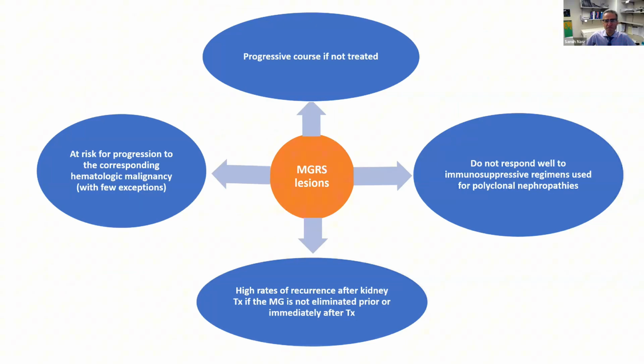So clinically, these MGRS lesions share four characteristics. They have a progressive course if not treated. They usually don't respond to immunosuppressive regimens used for polyclonal nephropathies. They have a high risk of progression to their corresponding hematologic malignancy, with few exceptions like PGNMID, and they have a high rate of recurrence after kidney transplant if the monoclonal protein was not eliminated prior to or immediately after transplant.